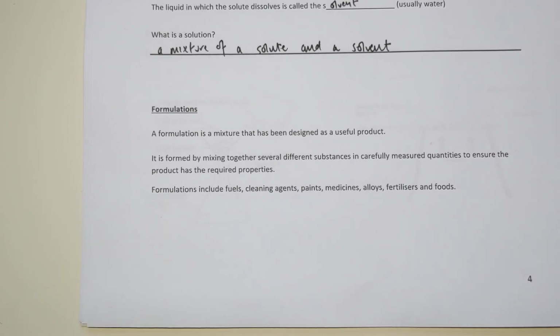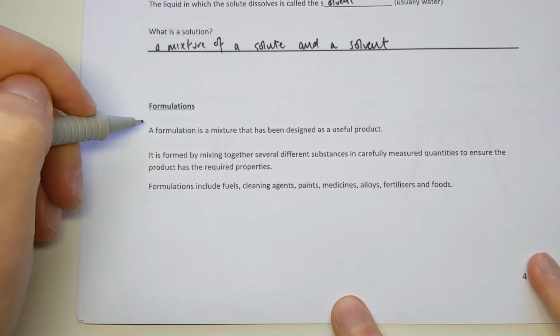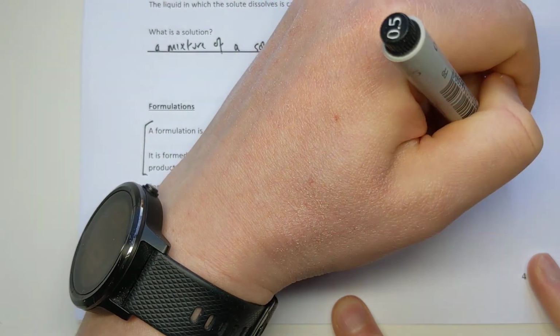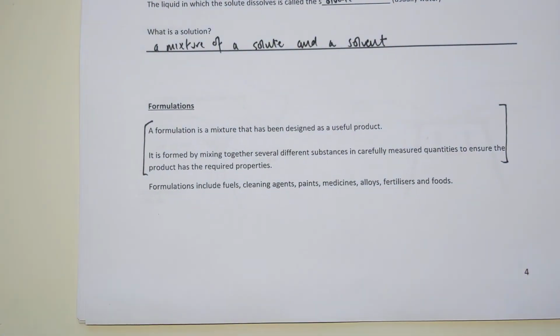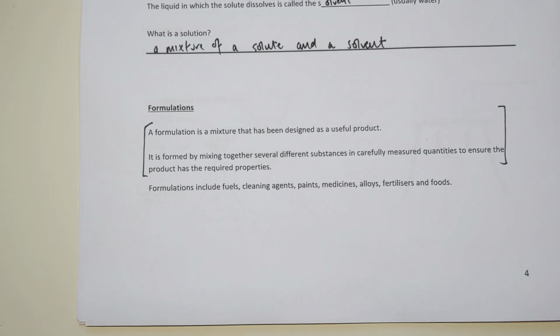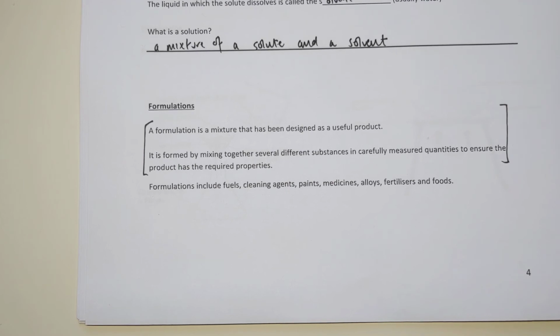So you've got a definition here. It's actually quite a long definition. It's actually these 2 paragraphs put together. Normally it can be a 3-mark definition. A formulation is a mixture that has been designed as a useful product. It's formed by mixing together several different substances in carefully measured quantities to ensure the product has the required properties. What it's trying to get at there is it's not just mixing together a thing randomly and seeing what happens. It's really carefully designing how much you put of each substance in your mixture to make it do a certain purpose. They could ask you for an example in the exam.